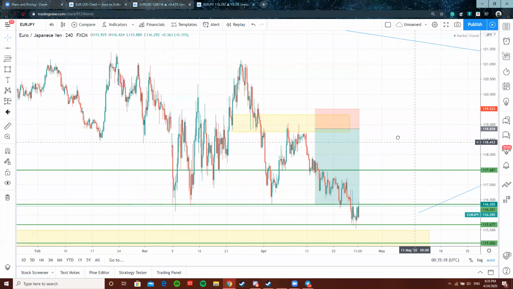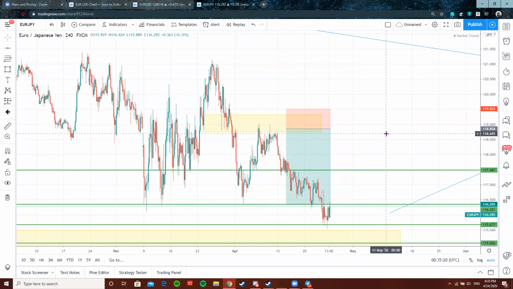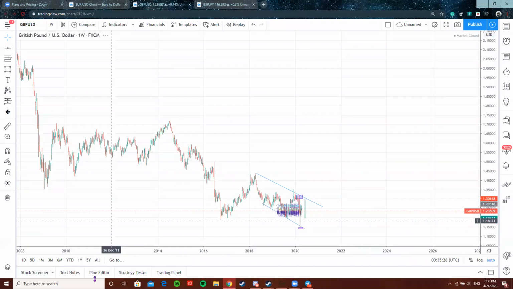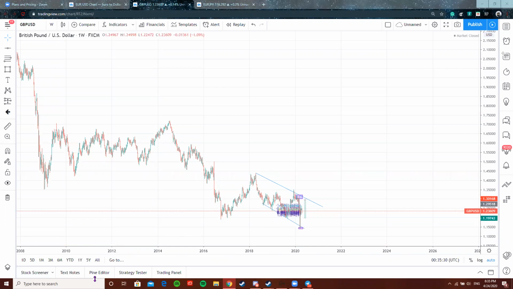So going back to fibs, say we go to GBP USD. This is something that Jim actually used to call that giant drop on GBP USD, because he was using a fib on the weekly.